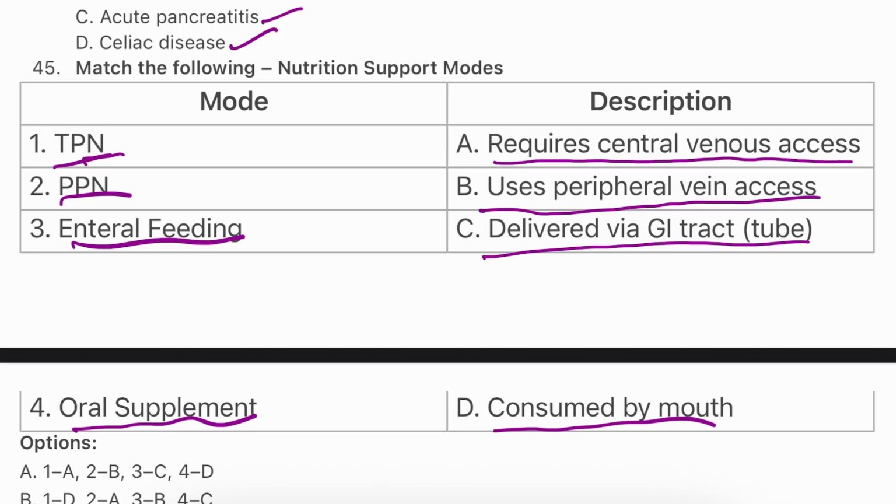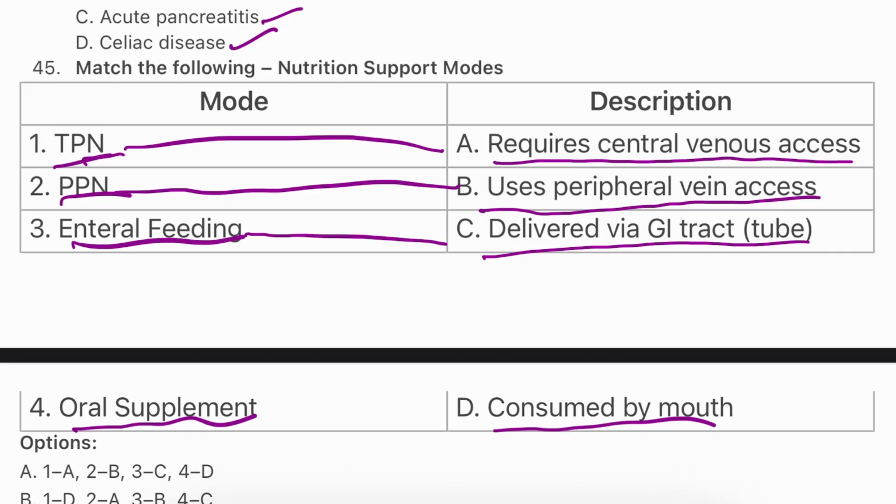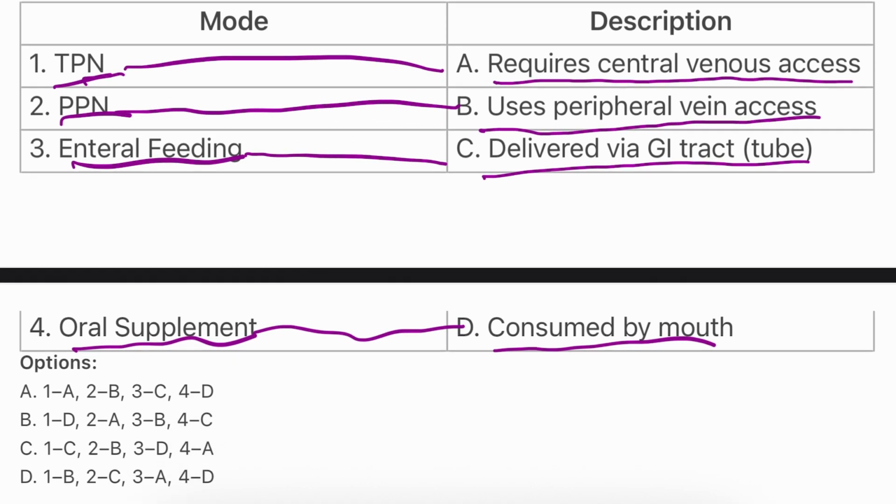It is given through a central venous route. So it is A. PPN is peripheral parenteral nutrition, which is given through the peripheral vein access. So it is B. Enteral feeding is delivered to the GI tract by tube. So it is C. Oral supplements are consumed by the mouth. So it is D. So we got 1A, 2B, 3C, 4D. So the answer will be A.